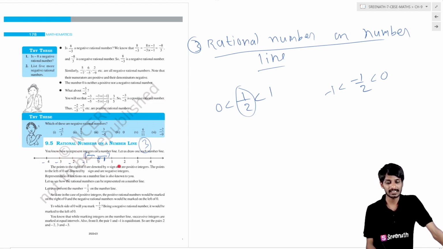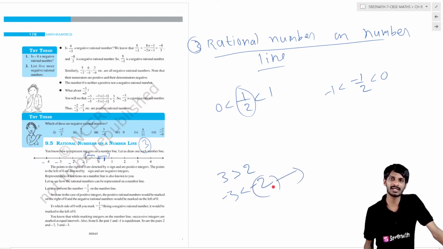You may think that in the case of positive integers 3 is greater than 2, but in the case of negative integers minus 3 is less than minus 2. So which is bigger? Minus 2 is bigger, whereas among positive integers 3 is bigger. Why? It is all due to the sign of negative numbers. When you go left on the number line, values decrease. When you go right on the number line, values increase.